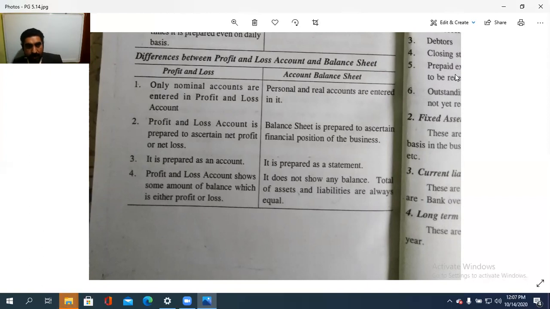Prepared as an account, while prepared as a statement. One account formula, one statement formula. Then the profit and loss account shows some amount of balance, which is either the profit or loss.